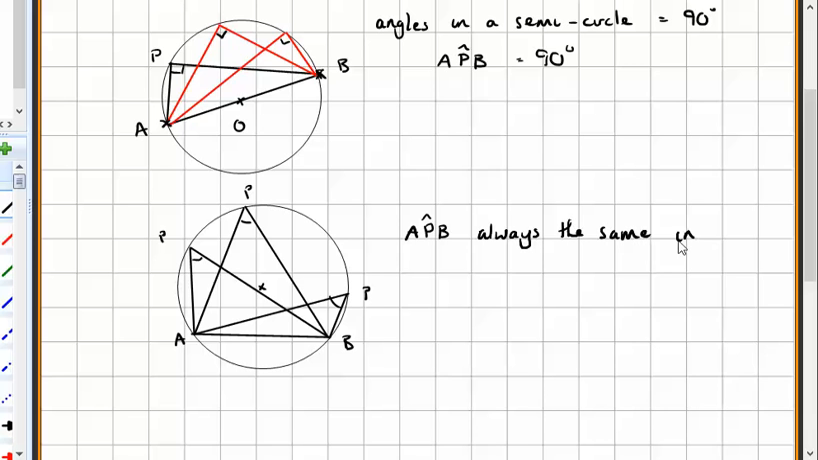In the same segment. So it's only 90 degrees if it's a semicircle. If the segment is not the semicircle, it's not 90 degrees, but they are still equal. In the same way, the other side, this angle will not be the same as that one, but they will all be equal to each other. So if I call that Q, AQB is always equal.